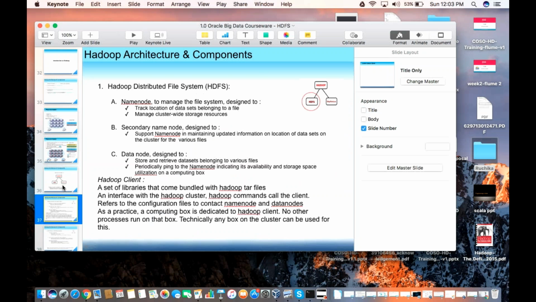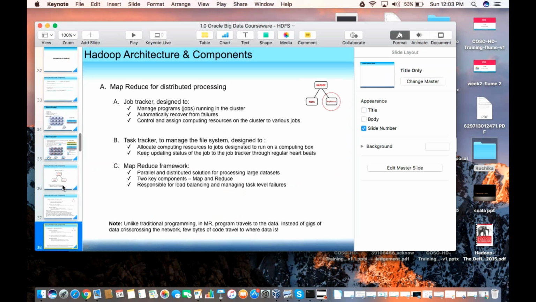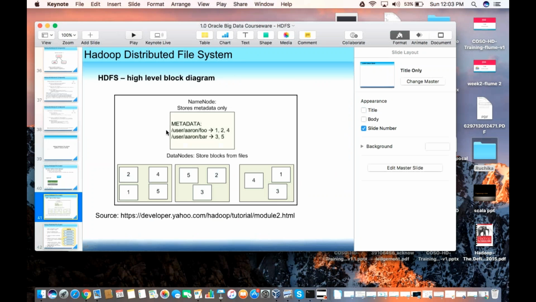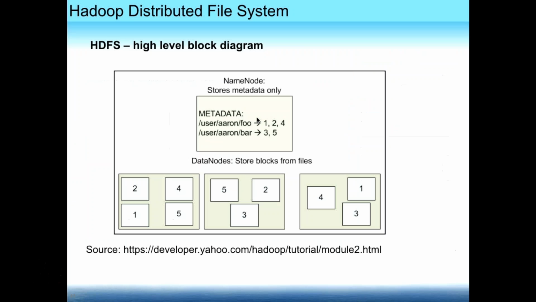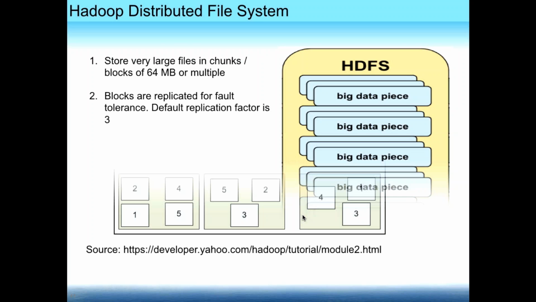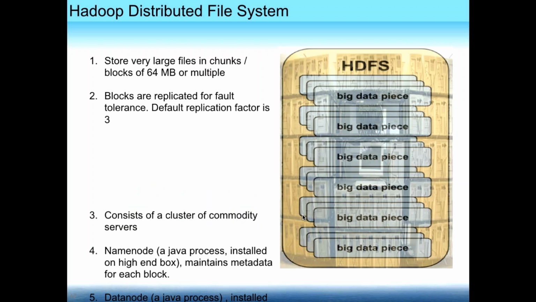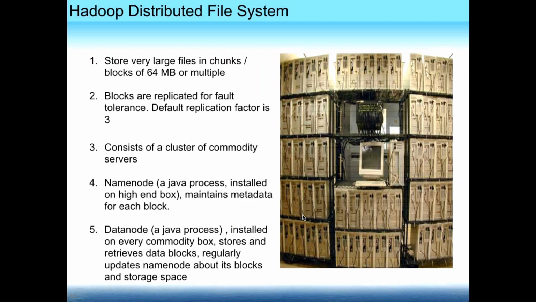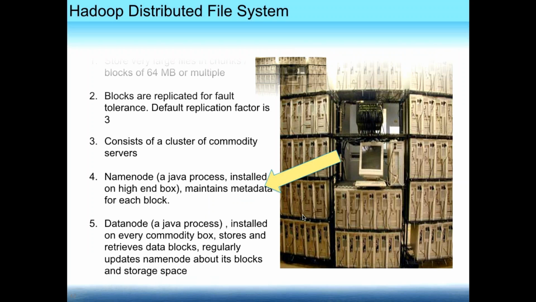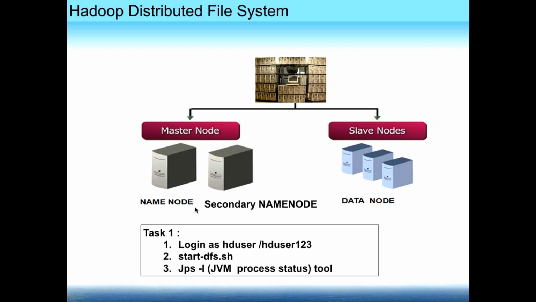This picture would have made things clearer. So I was just opening these files to show you. This is the high level block diagram. You can see 1, 2, 4. It will be divided into these blocks, and these will be stored here. So after this, when you log in as the user, you just have to say start-dfs.sh. Okay.